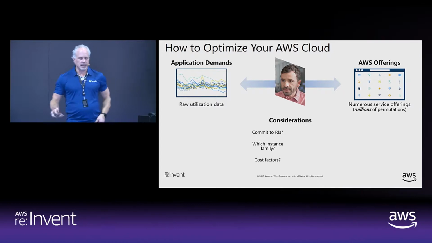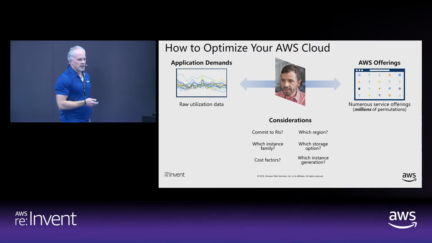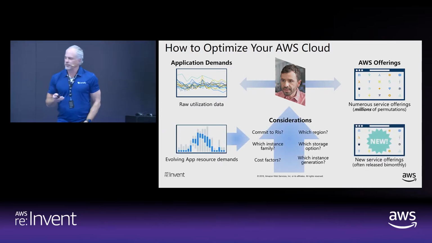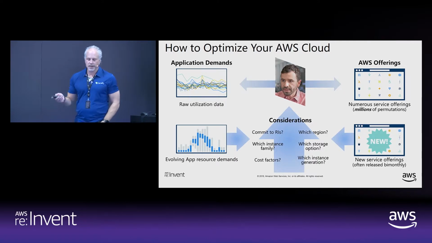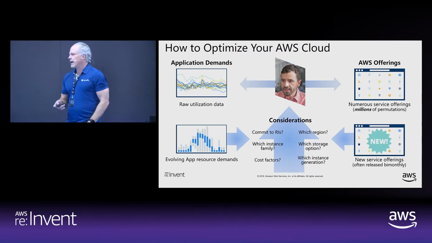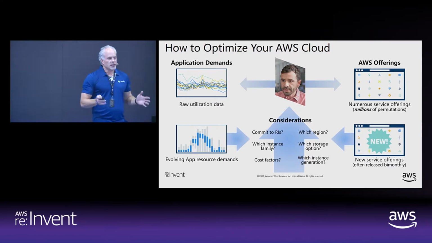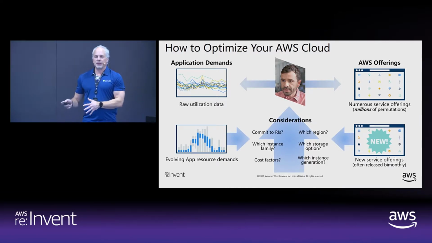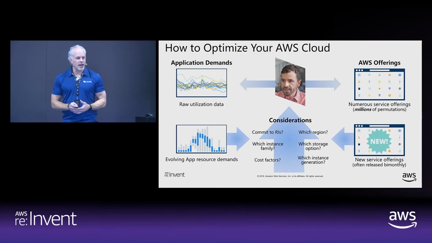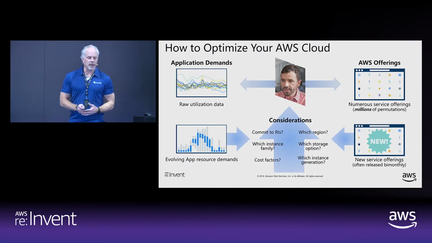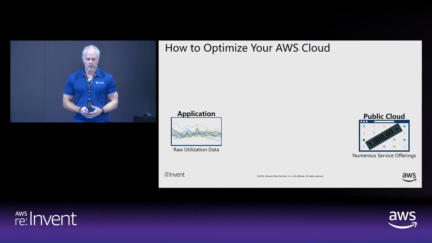So the considerations he's got in order to keep these two groups happy is, should I commit to the RIs? Which instance family? Cost tactics? Which region to buy in? Which storage options? Which instance generations? And of course, as he's doing this, it's not a one-time job, obviously. The app resource demands are evolving, and every day these resources are changing in terms of what it is that they're doing on a day-to-day basis. And as we said, the supply that's available from the cloud provider is changing as well.